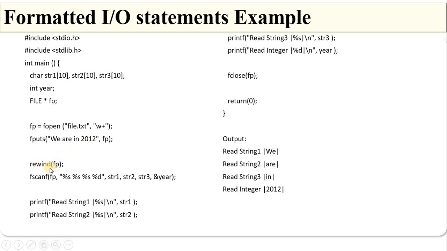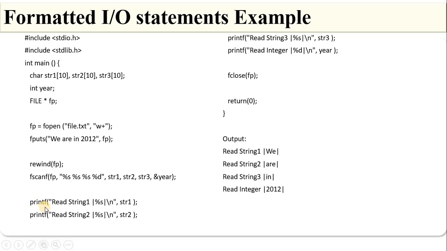Then rewind is a function which will make the cursor go to the first position. Then fscanf, whatever you have written, you are scanning it here, because string 1, string 2, string 3 and then the year. You are reading from the file. Which file? This fp pointer, that is file.txt. You have written "we are in 2012" already and the same thing you are reading using fscanf.